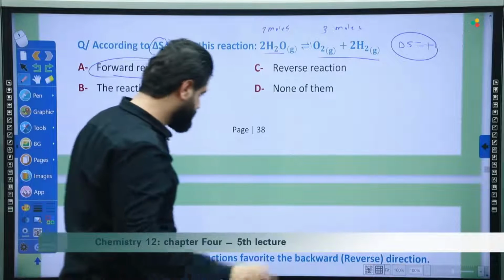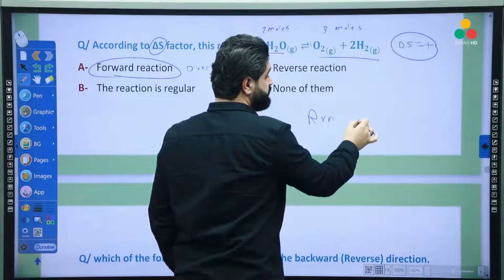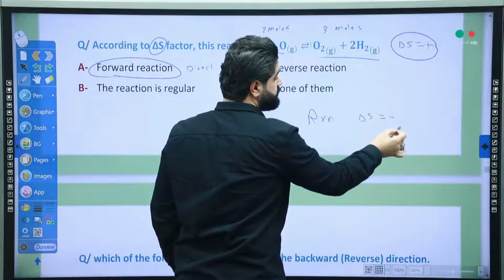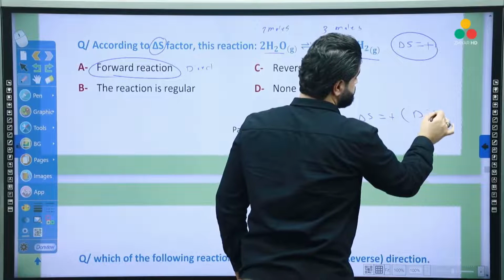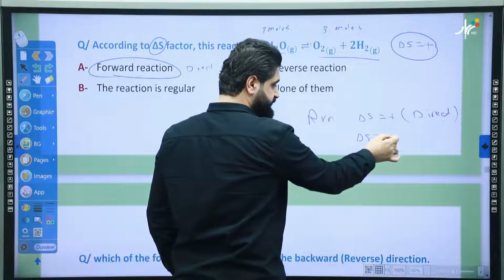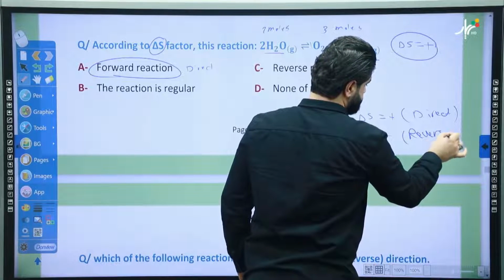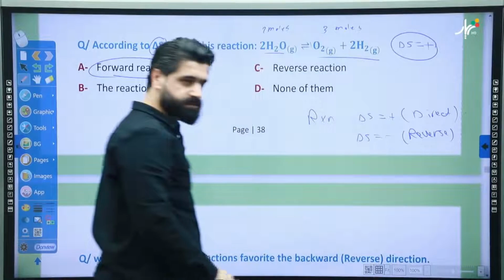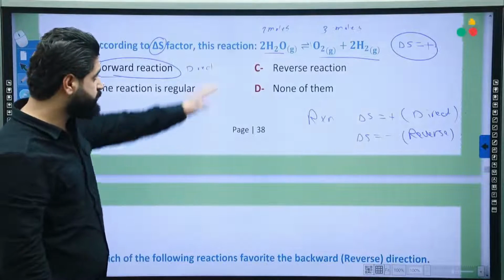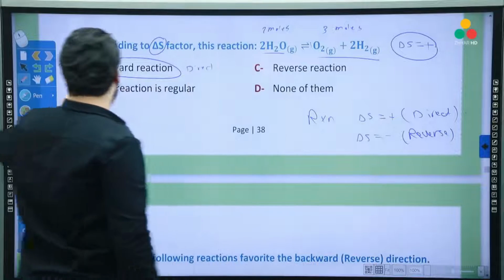Direct. Look, if we have a reaction, if delta S is positive, it will be direct. But if for the reaction delta S is negative, it will be reverse. Good? And now this reaction has a positive value of delta S. Okay, it's forward, it's direct.